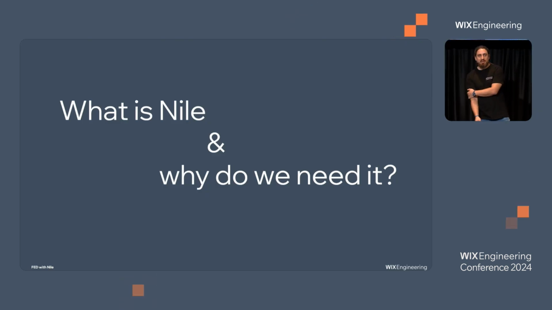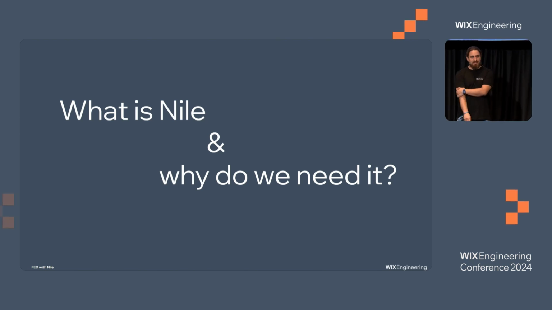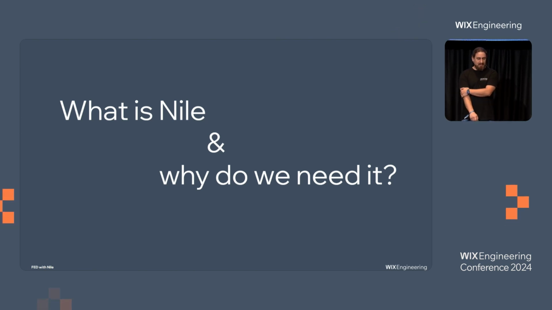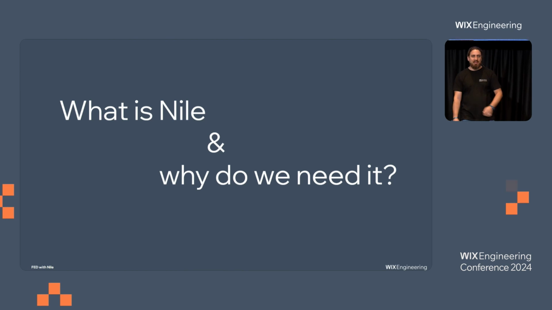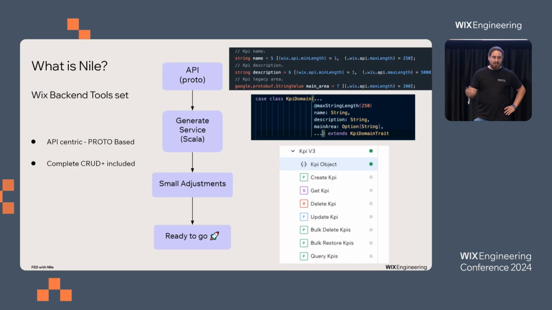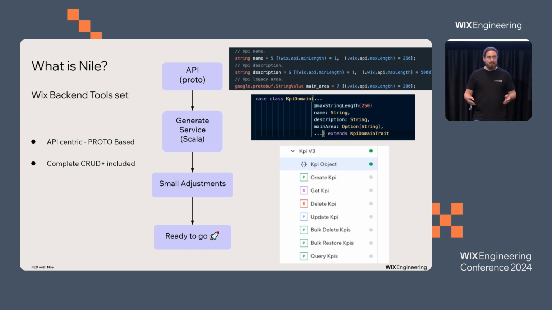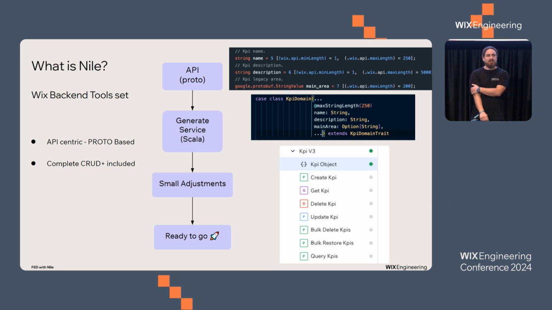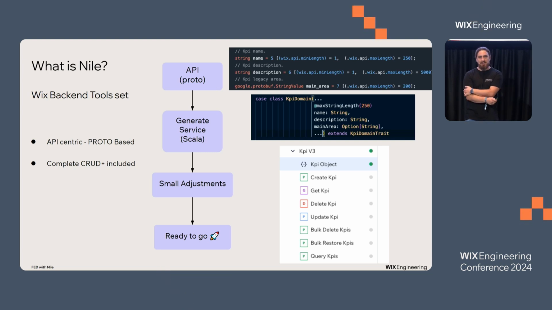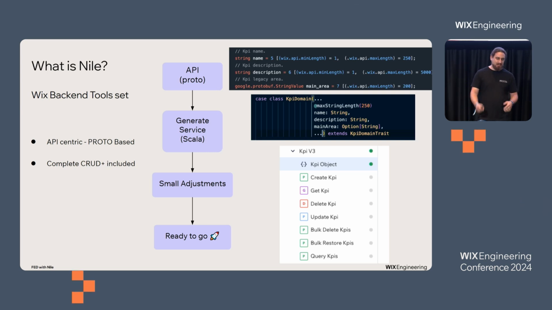So first things first, why at all do we need Nile in a Fed team? And what is Nile? For those of you who are not backend developers, I'll start shortly about what is Nile. Very simply, Nile is a tool set for backend developers at Wix, which consists of many frameworks that work together and help build backend services. It's API based, and I'll give you a short example of the flow, how you build such a service, just to have a little bit of a taste of it.